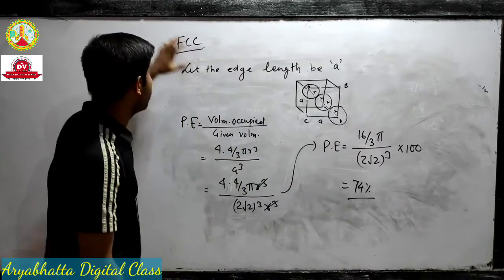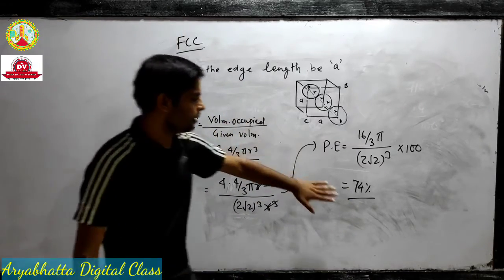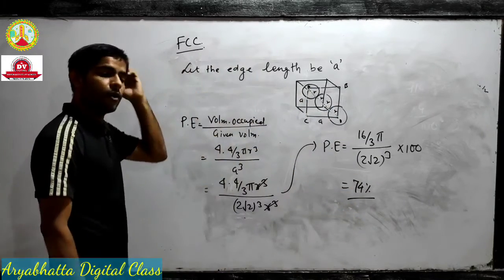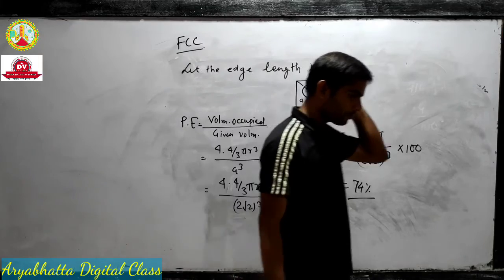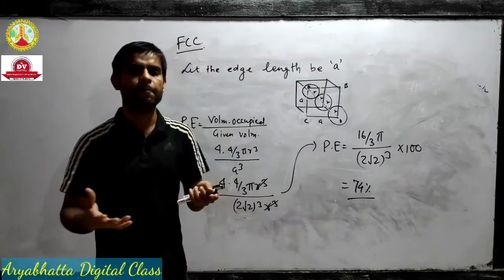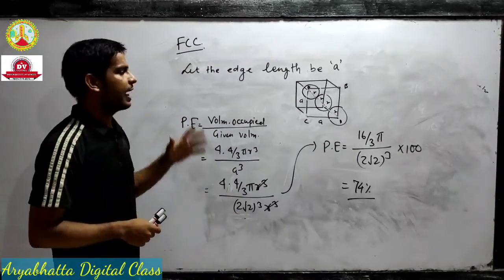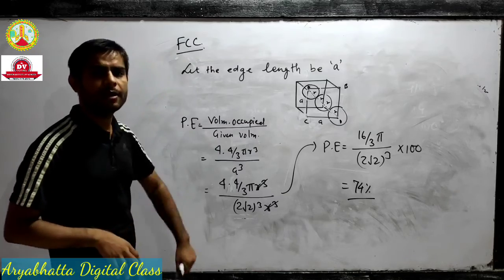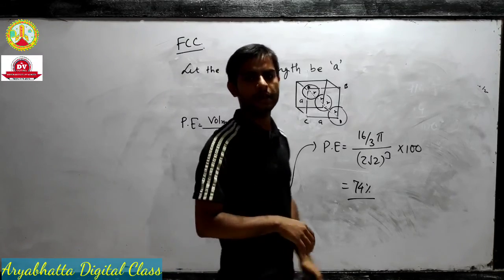So what is the packing efficiency for FCC? It is 74% efficient. Okay, so this is our first derivation for face centered cubic lattice. In our next video, we will try to calculate packing efficiency for body centered cubic cell and primitive unit cells. Okay, thank you.